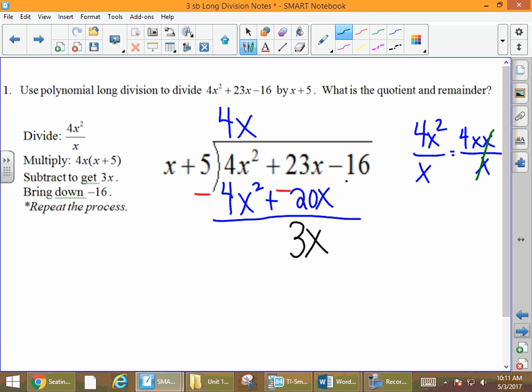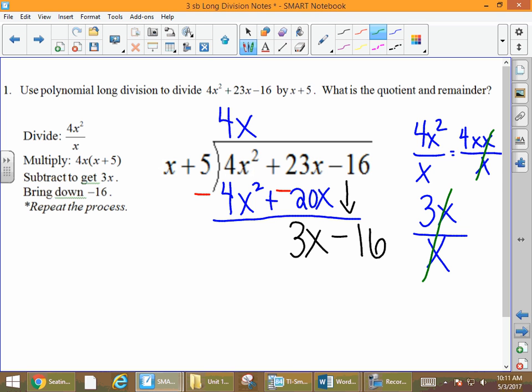And then we're going to carry down 16 minus 16. And we're going to repeat that process. So now our highest degree term is 3x. We're going to divide that by x, which is coming from our divisor of x plus 5.